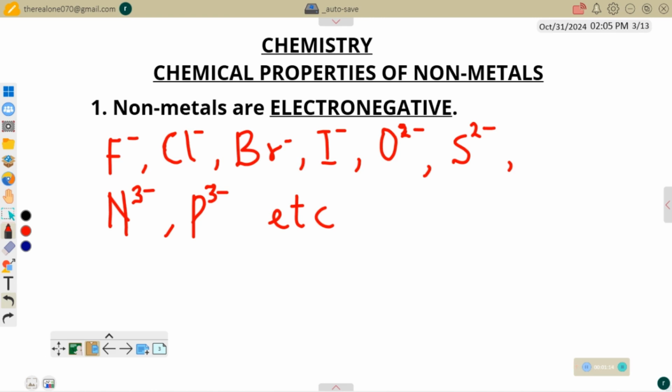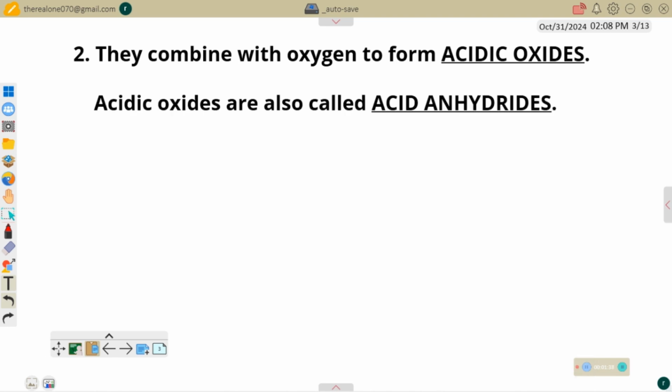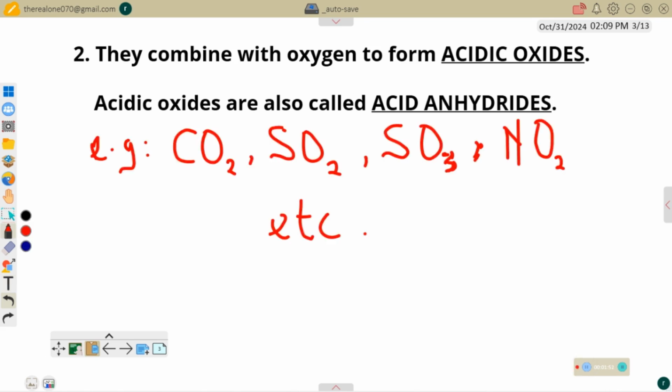So let us go to the next property of non-metals. They combine with oxygen to form acidic oxides. Now, anytime a non-metal combines with oxygen, the resulting compound is always an acidic oxide. And these acidic oxides are also called acid anhydrides. Why? Because anytime they dissolve in water, they form the corresponding acids. Now, let's look at examples of acid anhydrides or acidic oxides. So these are the common.